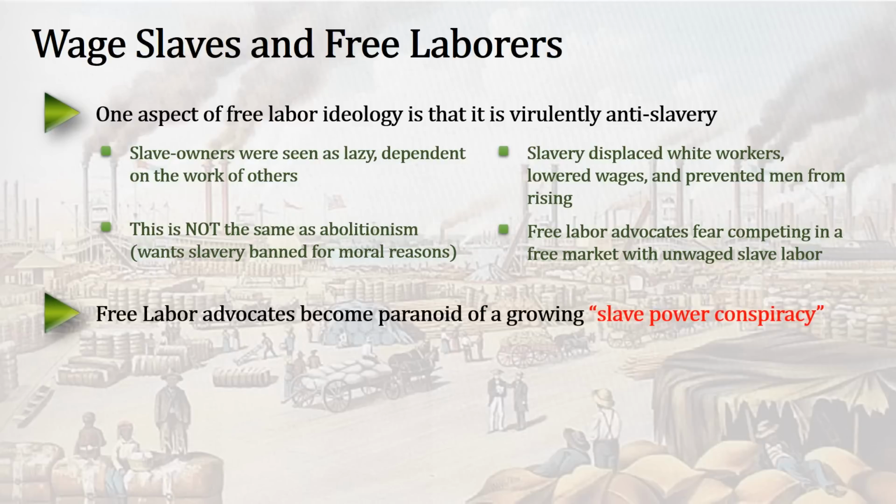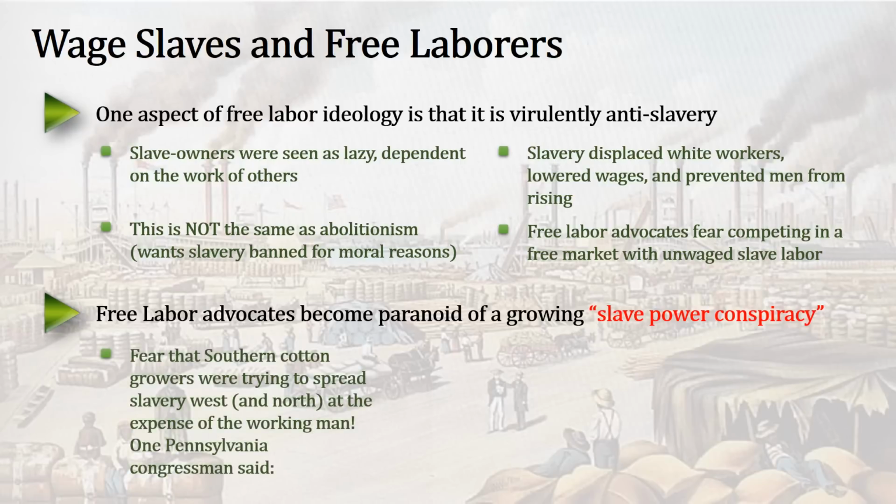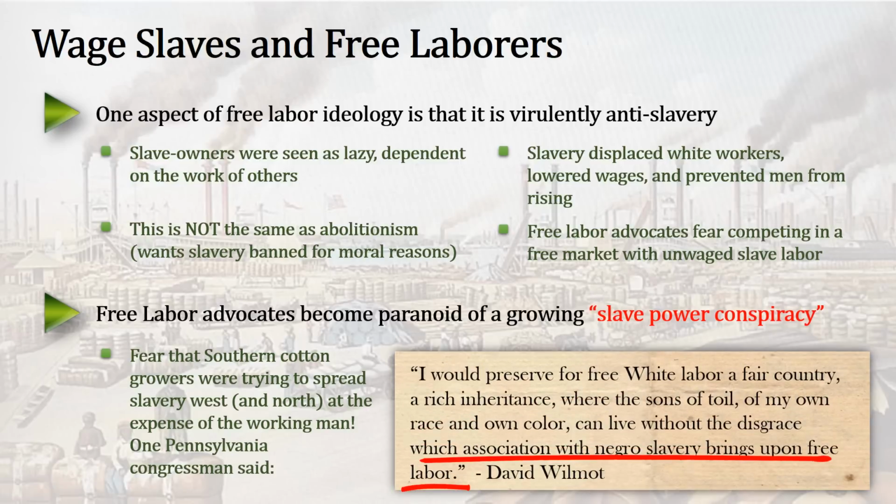Free labor advocates become paranoid, though, of a growing slave power conspiracy which is swelling in the South. This is the fear that Southern cotton growers were trying to spread slavery west and even north at the expense of the working man. Famously, one Pennsylvania congressman said, "I would preserve for free white labor a fair country, a rich inheritance, where the sons of toil of my own race and color can live without the disgrace which association with Negro slavery brings upon free labor."